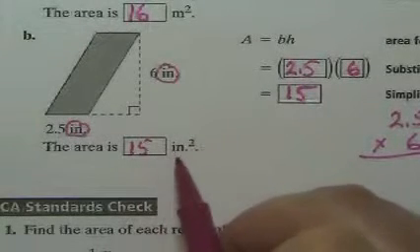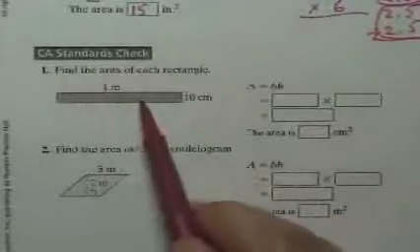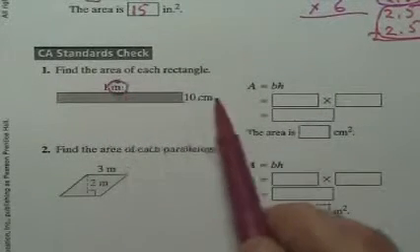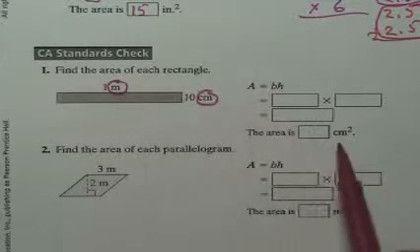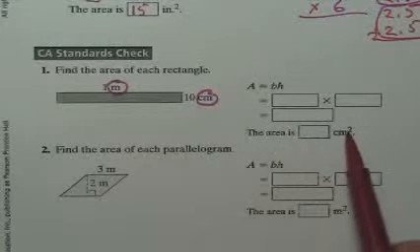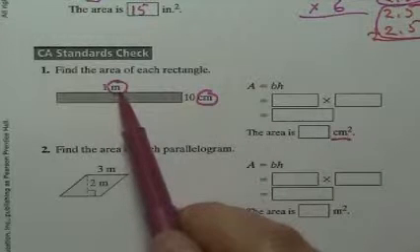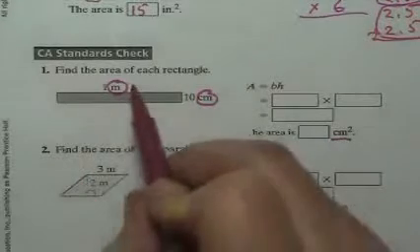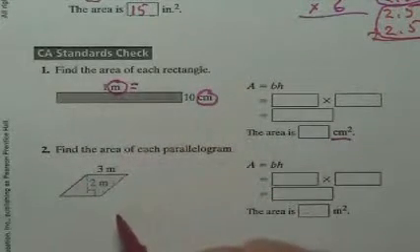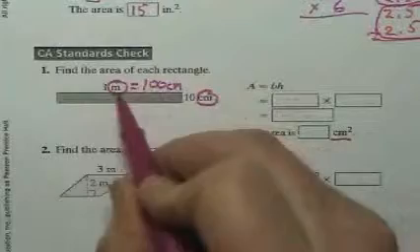Because remember, area is always squares. Okay, going down below, it says find the area of each rectangle. I noticed that this one's in meters, and this unit's in centimeters. Which one should I put it in? Well, I'm going to look down here. It says the area is blank centimeters squared. So I need to change this into centimeters. How many centimeters is 1 meter? We went over this before. It's 100. It takes 100 of those centimeters to make a meter.